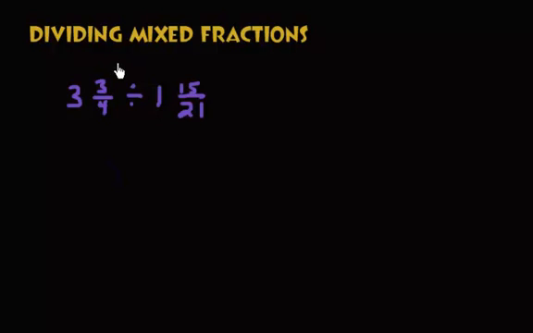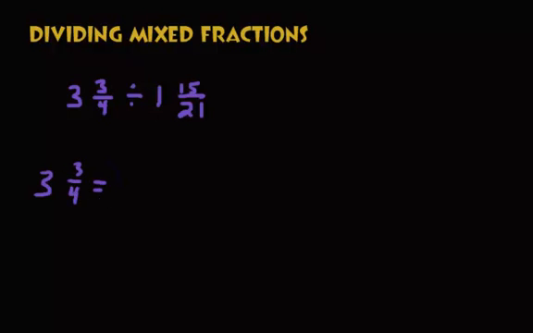Hello, in this video we're going to divide two mixed fractions. So I have two mixed fractions set up right here. Just like any other mixed fraction, the first thing we're going to do is convert them to improper. So I'm going to come down here and write out the mixed fraction. So we got 3 3/4.